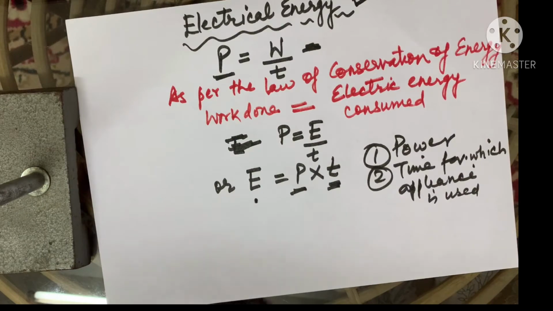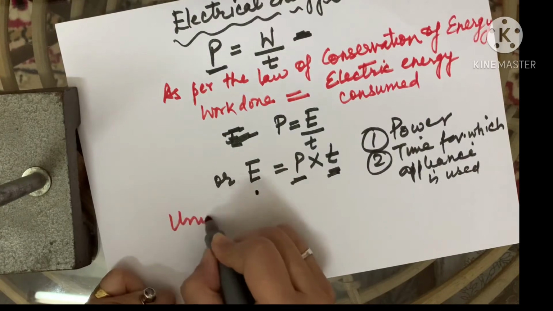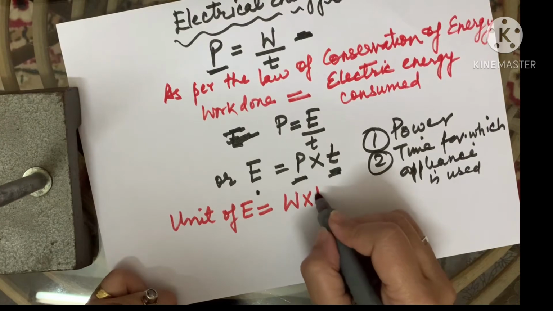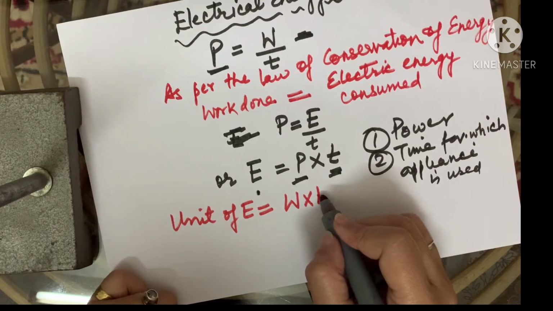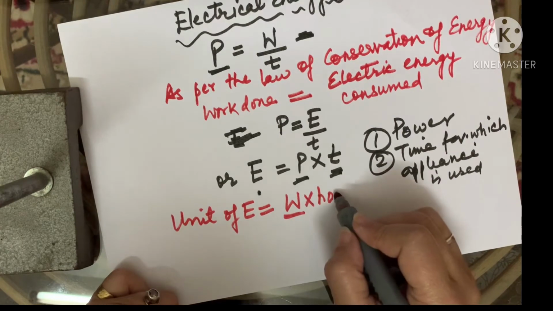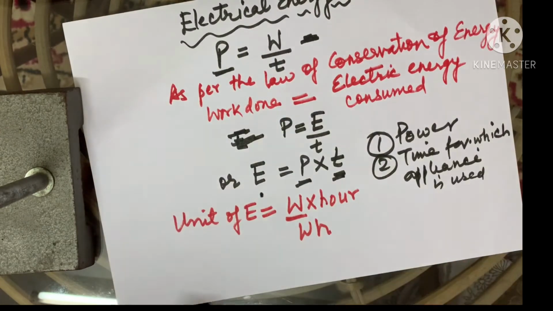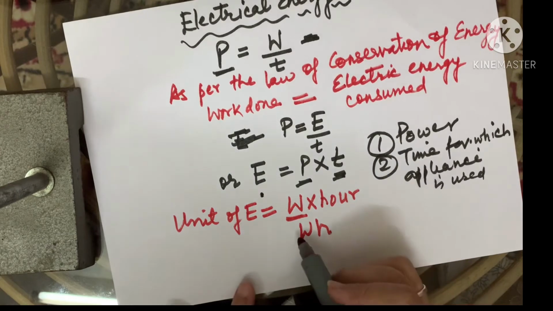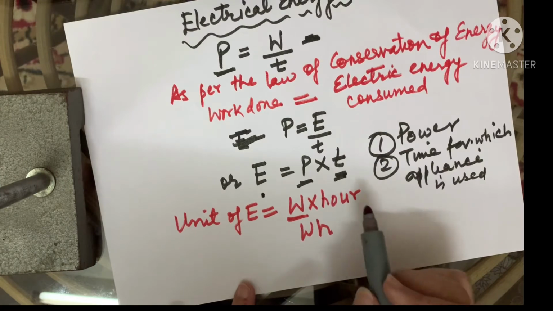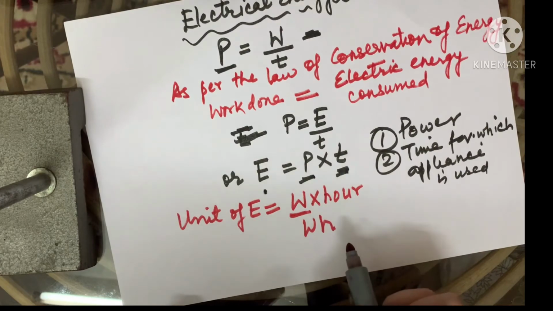So according to this formula, what will be the unit of E? It will be power into hour, or Wh, watt hour. Its SI unit will be Wh. 1 watt hour is the amount of electrical energy consumed when an electrical appliance of 1 watt is used for 1 hour.